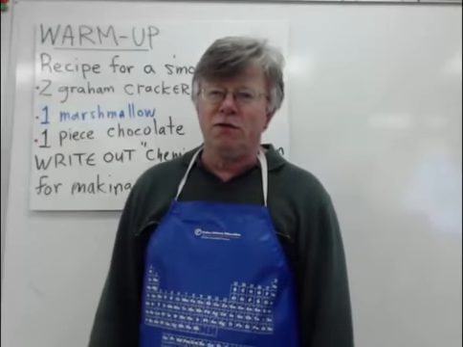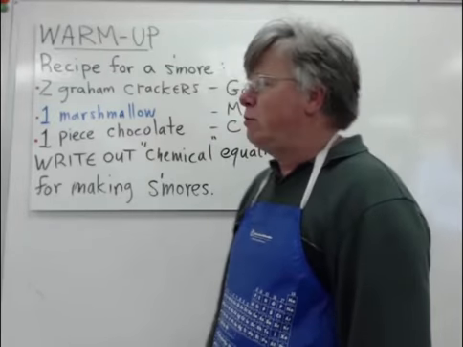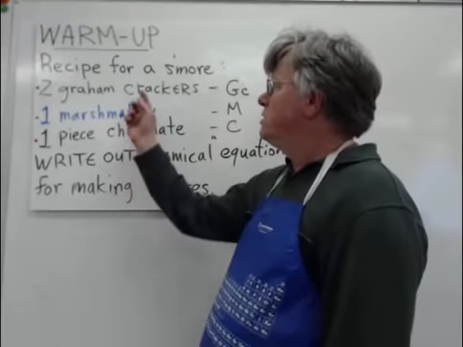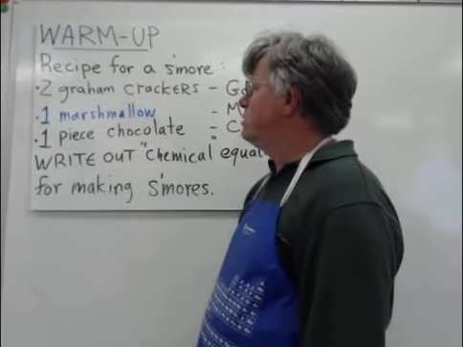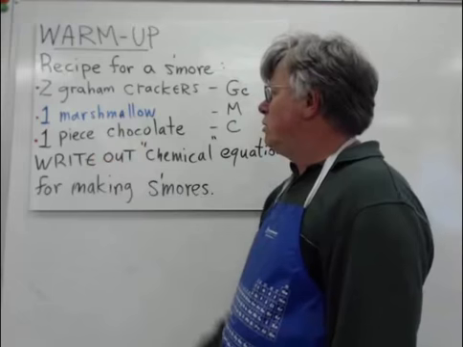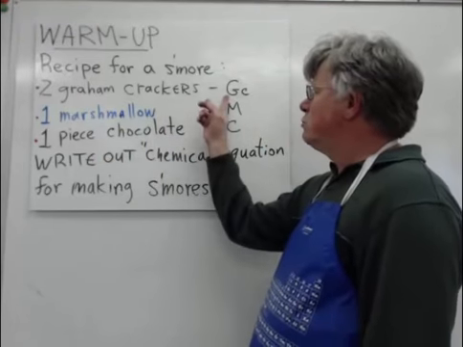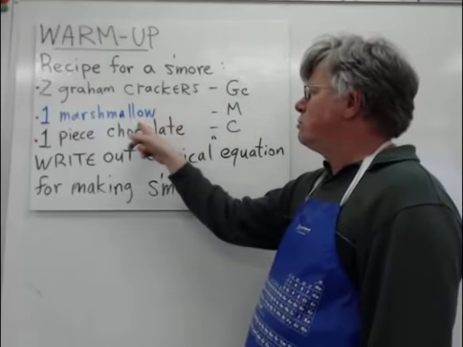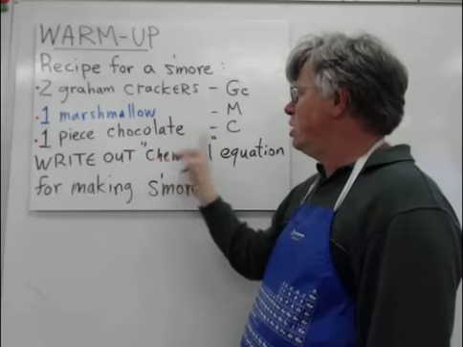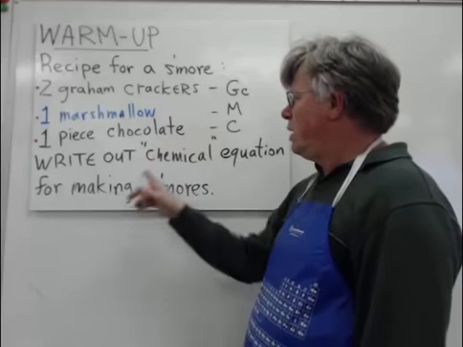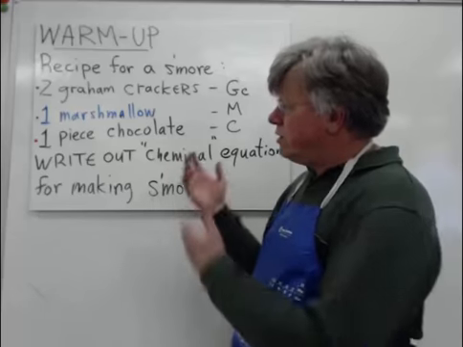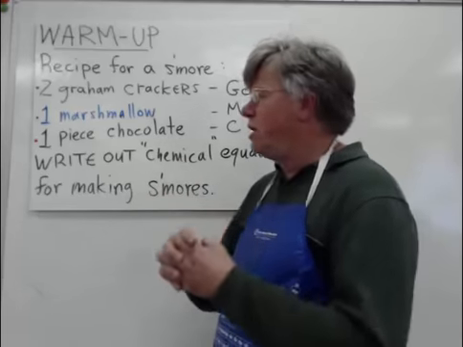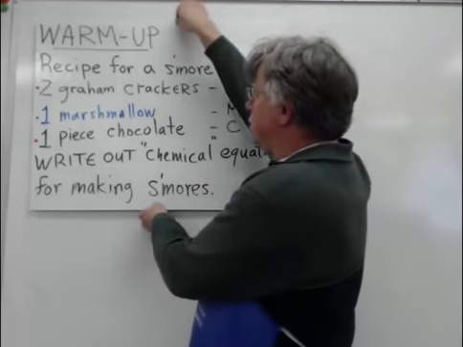So a very simple example of a stoichiometry problem would be like for cooking. Let's say you have a recipe for making s'mores, which is 2 graham crackers, 1 marshmallow, 1 piece of chocolate. Graham crackers symbolize GC, marshmallows symbolize M, chocolate symbolize C. Write out a chemical equation for making s'mores. Okay, so this is like a chemical reaction combining things together to make a product.